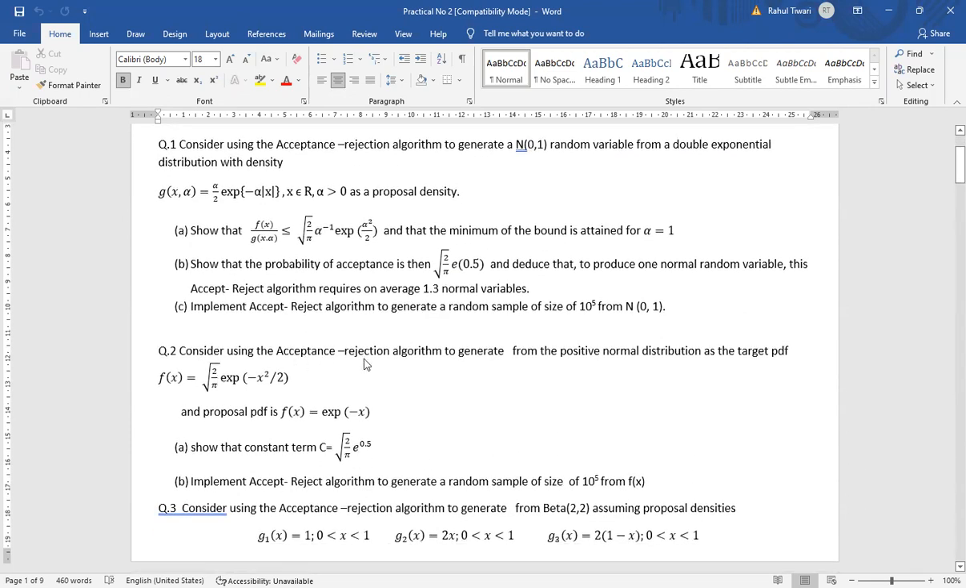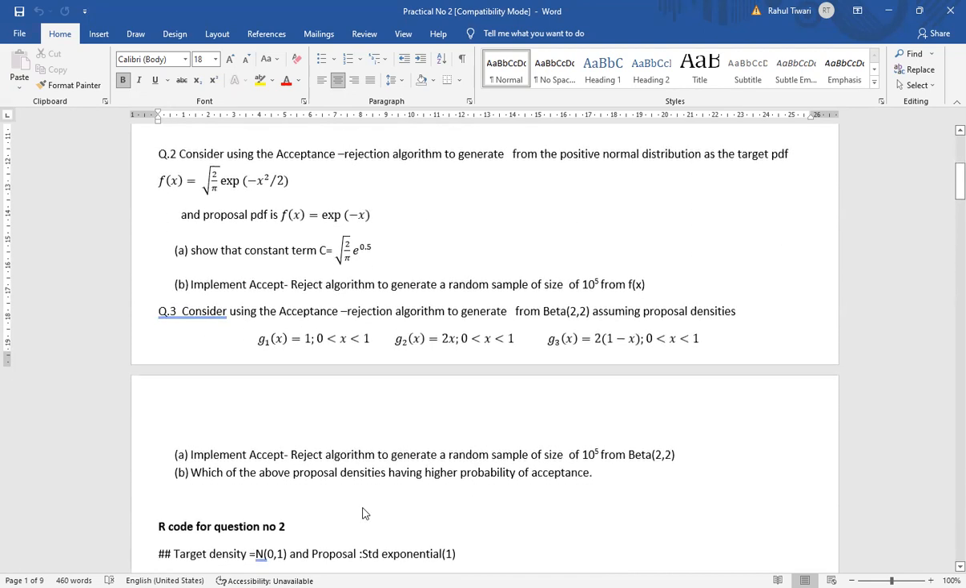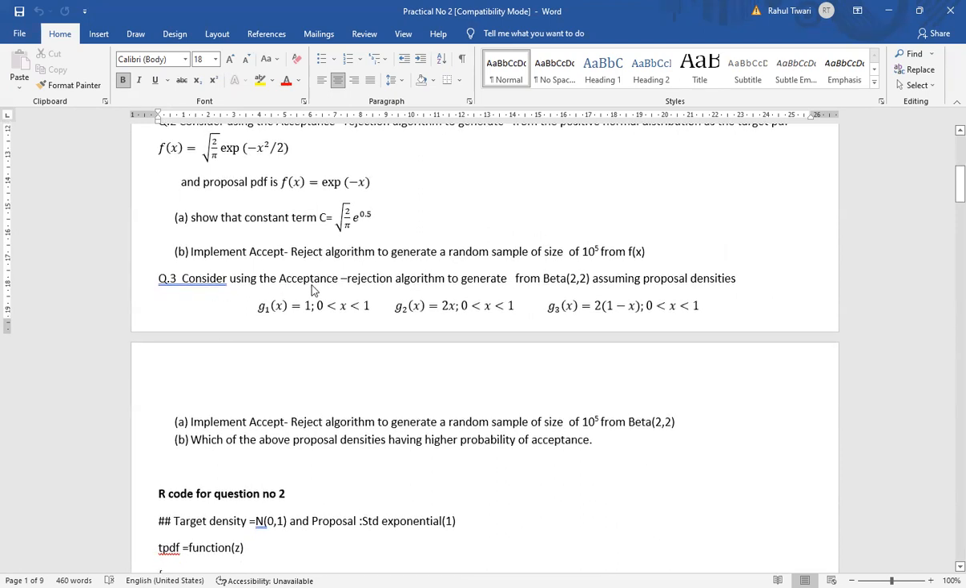Then this is another example. Consider the acceptance rejection method. Here we have considered the positive normal density function, and the proposal is this. I guess we did this one last class. You can show the constant term is this, and implement again the same. Then we have another example which we did already. You can practice this fourth one, so that in one practical you have at least 4 questions.